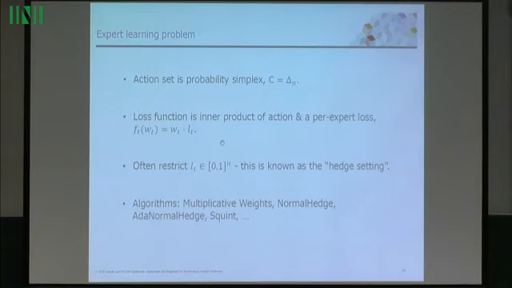And then there's a special case of this known as the hedge setting, where not only is the loss function of this form, but each of these losses is in [0, 1] for every expert. There are a few algorithms that exist for this. Multiplicative weights is probably the simplest, then NormalHedge, AdaNormalHedge, and then Squint. And Squint is what I'm going to talk about now for the rest of the talk.